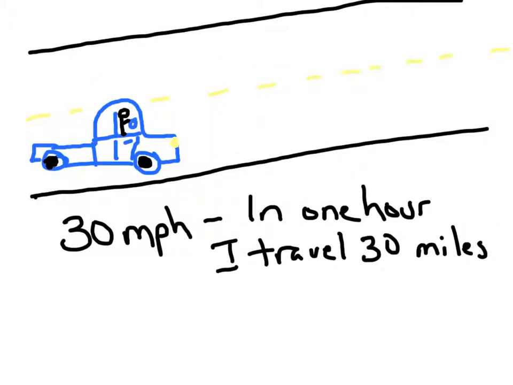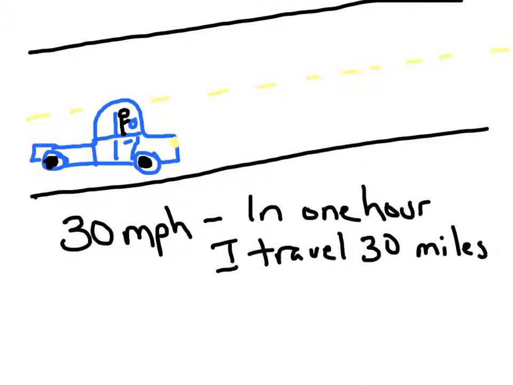Let's think of it in terms of driving down the highway. At a constant rate, if I was driving my truck down the highway going 30 miles an hour, that means in 1 hour I would travel 30 miles. Now constant speed means that I'm not stopping at stop signs or speeding up, but I would continually travel at 30 miles an hour. So in 1 hour, I would travel 30 miles.